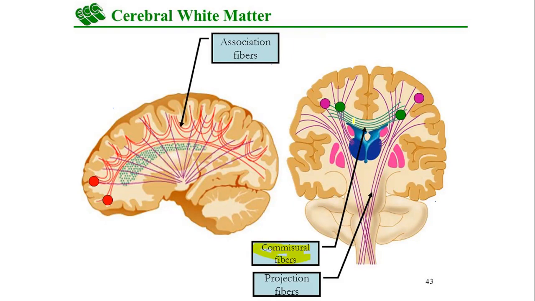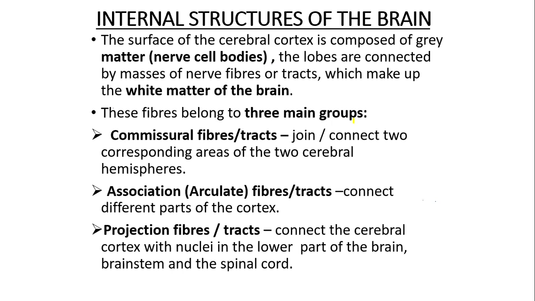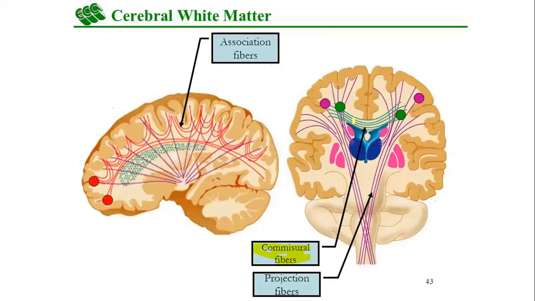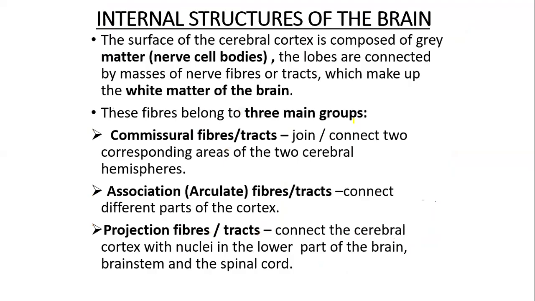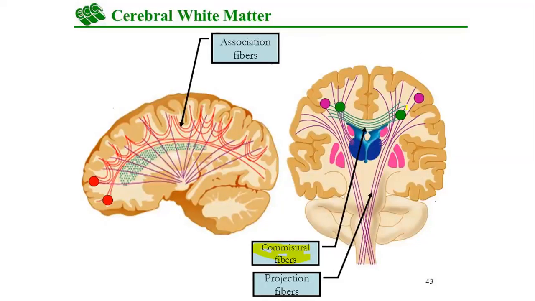It relays information from one lobe to another. There are two hemispheres. So commissural fibers connect two corresponding areas of the two cerebral hemispheres. It connects and communicates between the two cerebral hemispheres. Then projection fibers connect the cerebral cortex with the nuclei in the lower part of the brain. So this one, projection, is from the upper part of the brain. It communicates with the lower part of the brain. That is the connection fibers. So commissural is between the two hemispheres, then projection is between the hemisphere and the lower part of the brain.